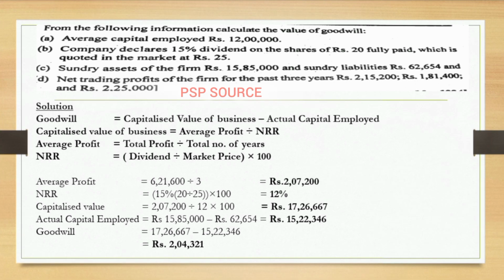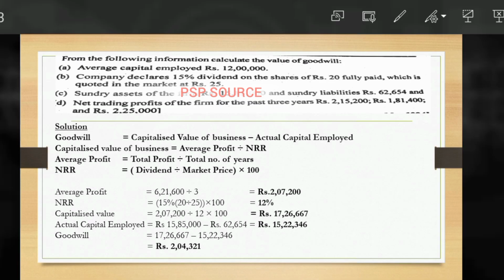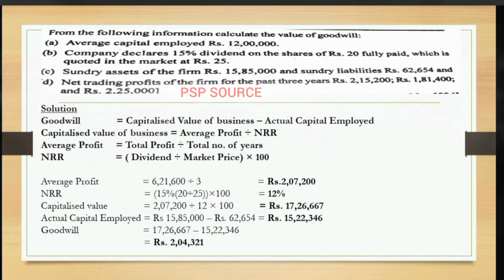The company declares a 15% dividend on shares of rupees 20 fully paid, which are quoted in the market at rupees 25. Which means they are declaring a dividend of 15% on the fully paid rupees 20, but the market price is 25. Next, sundry assets of the firm are rupees 15,85,000 and sundry liabilities of the firm are rupees 62,654.